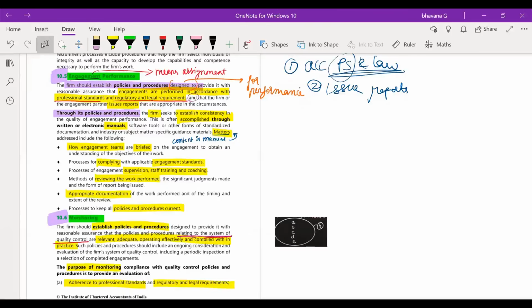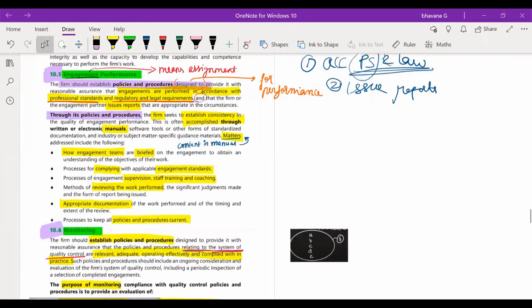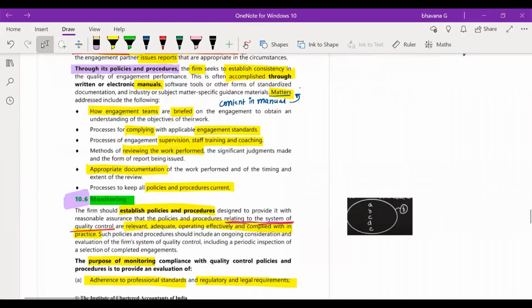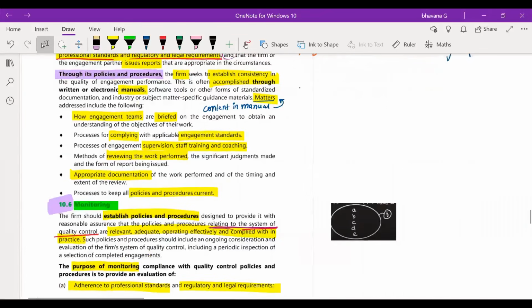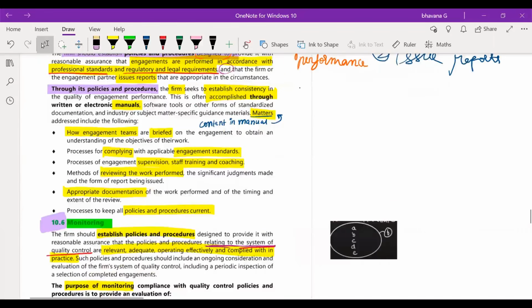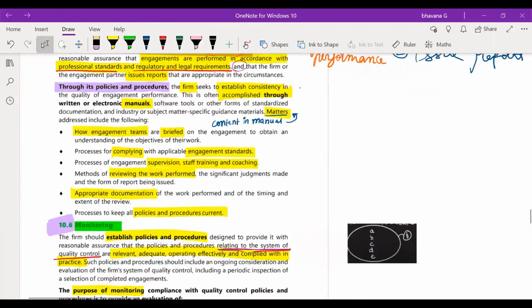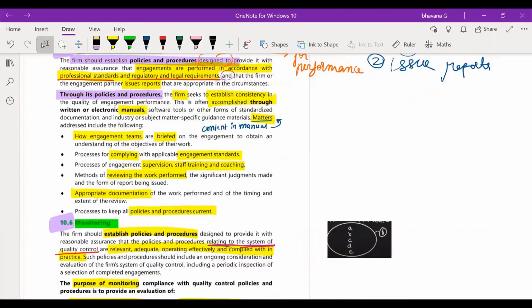Okay. So engagement performance. Whenever you perform an engagement, that means whenever you perform an audit, you must always perform the audit in accordance with the professional standards and regulatory requirements. And also it is the responsibility of the engagement partner to issue the report according to the circumstances. So here they have told you that you have to issue a report, or you have to work in accordance with the regulatory requirements. They also say you have to establish policies and procedures.